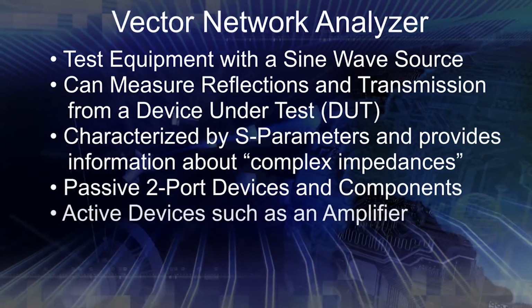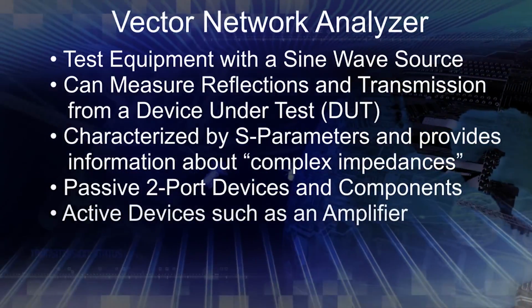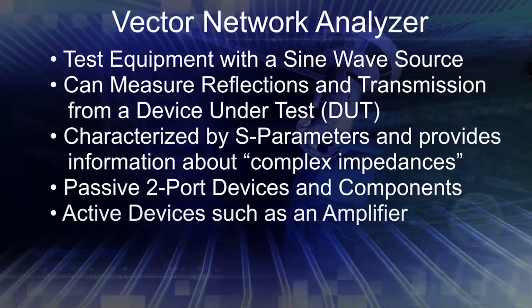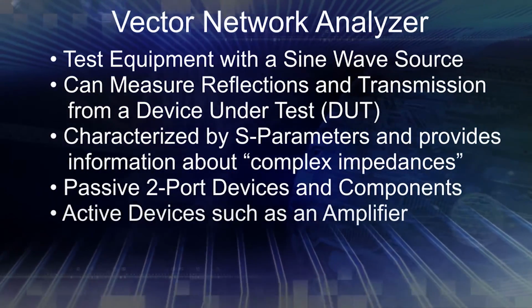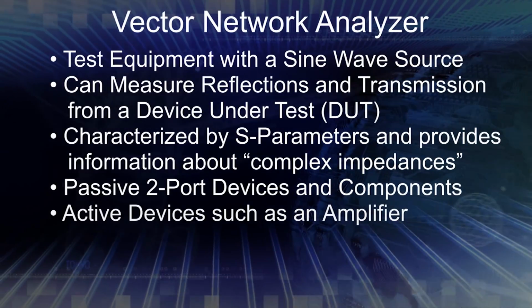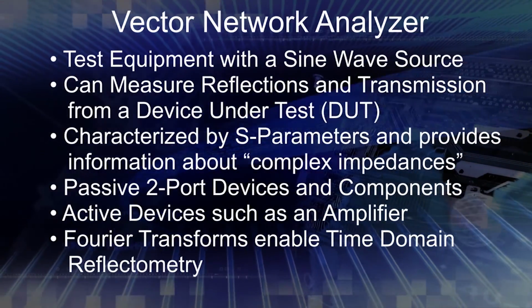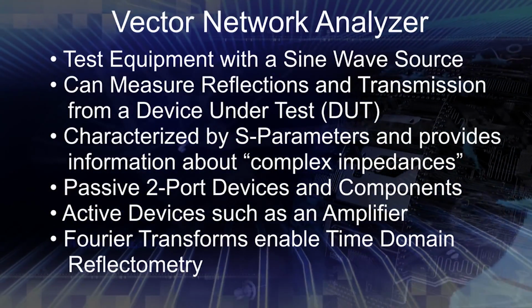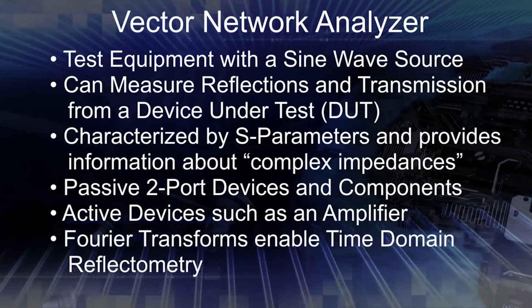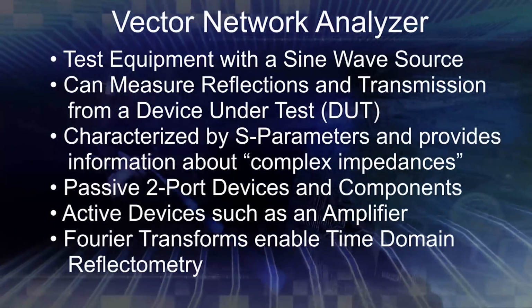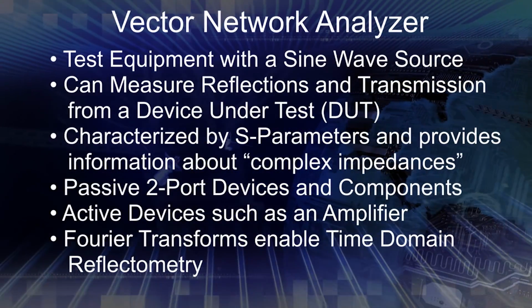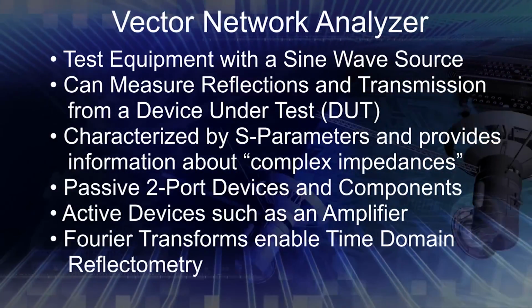Active devices such as amplifiers can also be characterized as long as care is taken to prevent overloading the network analyzer. Finally, the use of Fourier transform methods enables time domain reflectometry to determine transmission line length, impedance, and line anomaly some distance from the source.